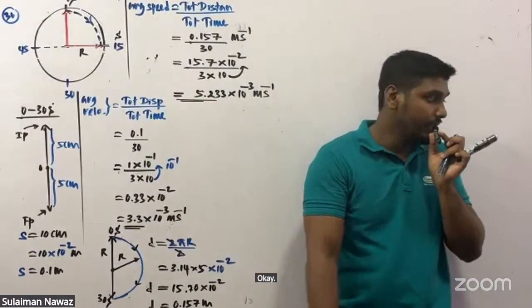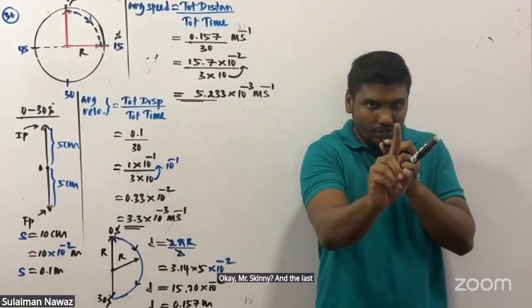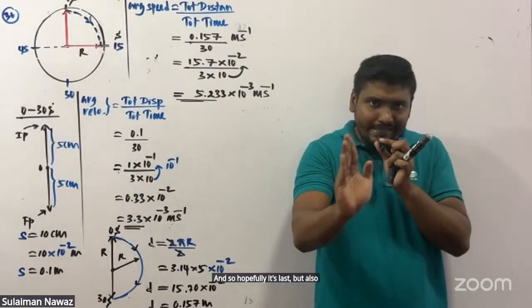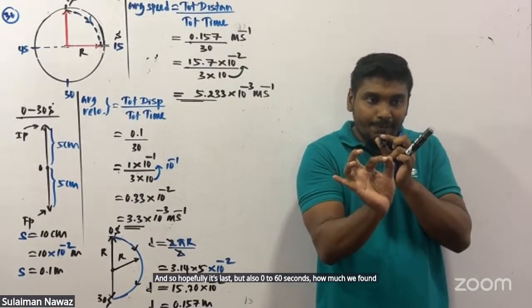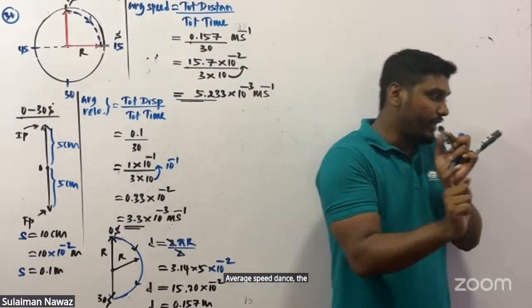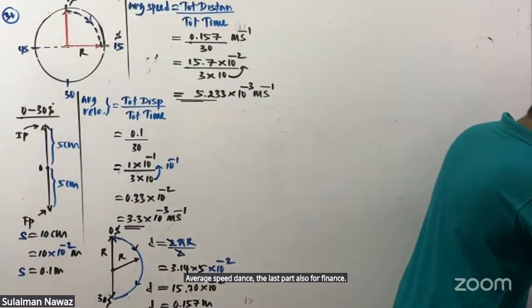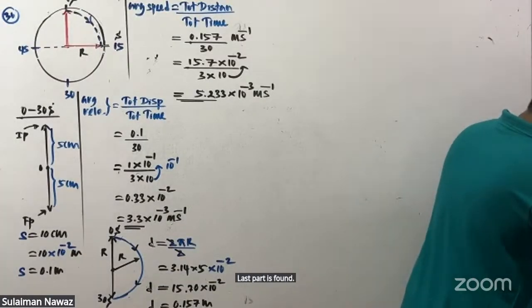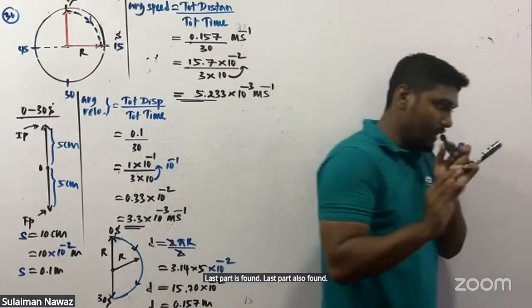The story is clear. And the last part, the last question, I'll do it also. For 0 to 60 seconds, how many of you found the displacement, average velocity, and average speed answers? The last part also found answer.